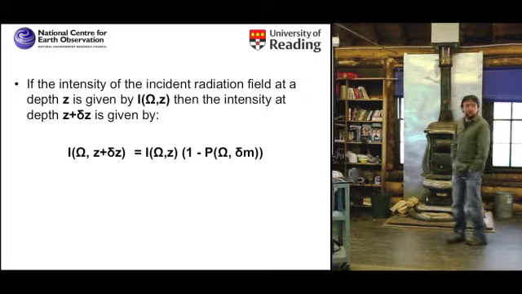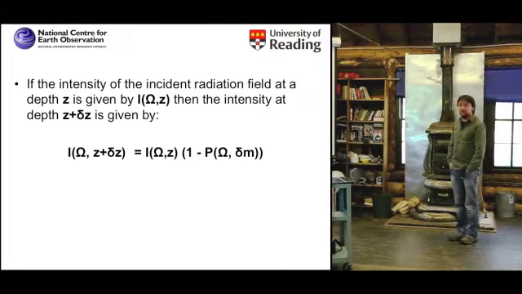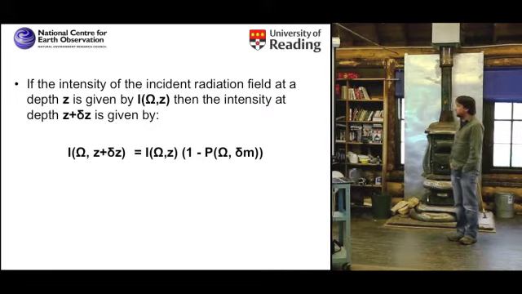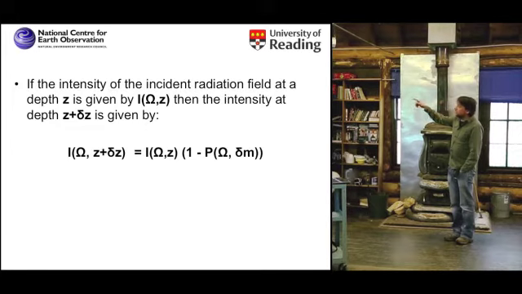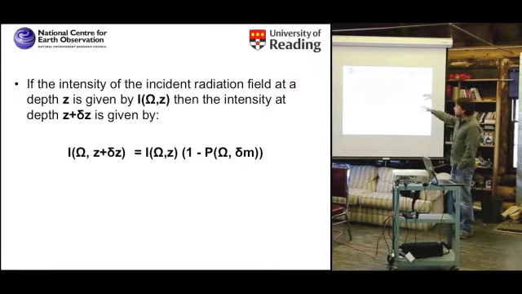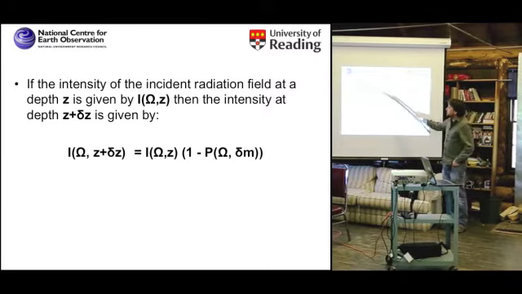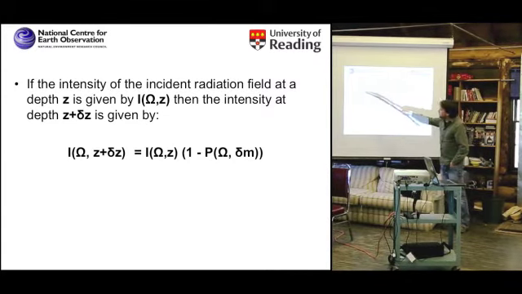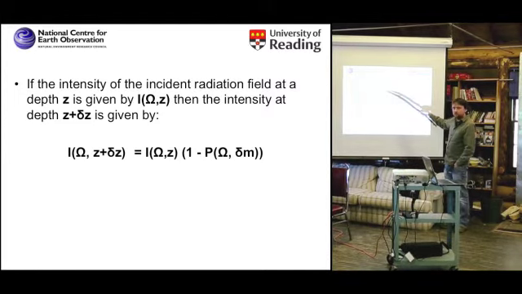Okay, so if the intensity of the incident radiation field at some depth through the canopy Z is given by I, then the intensity at the depth Z plus delta Z is given by the following equation, right? Now, these things are just by definition. So I'm not adding anything new here. I'm just saying we've got some intensity at this point traveling at a certain angle.